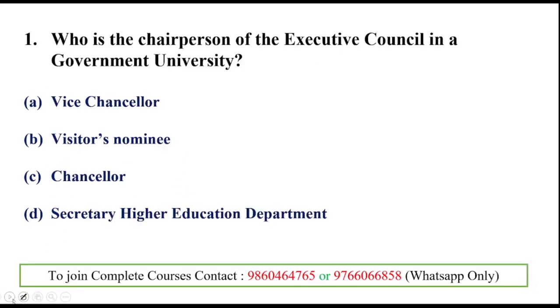Clear. Who is the chairperson of the executive council in a government university? The question deals with the executive council, which is the highest body of the university, and it deals with the monitoring and working of the university, and the head or chairperson of this executive council is the vice chancellor, VC.